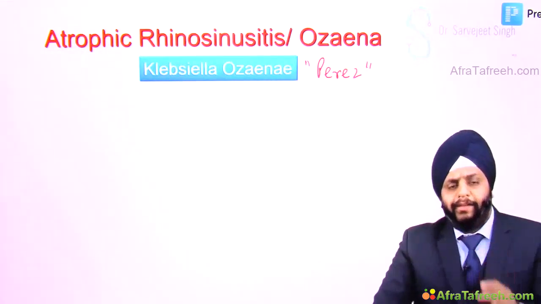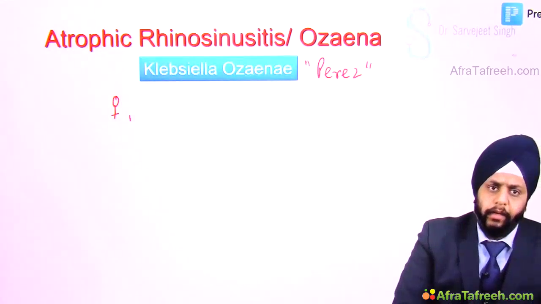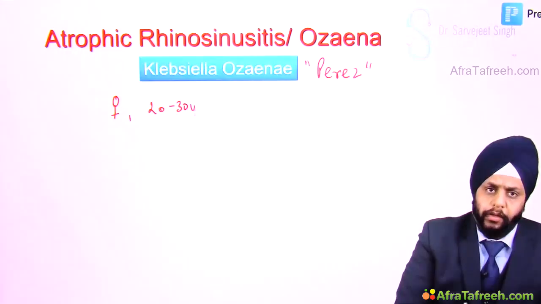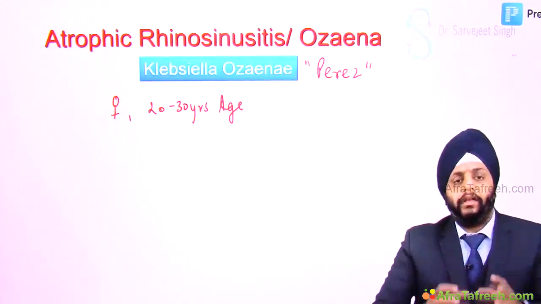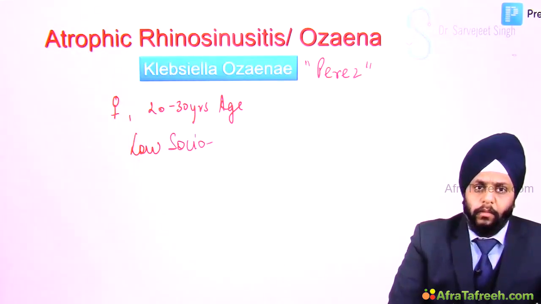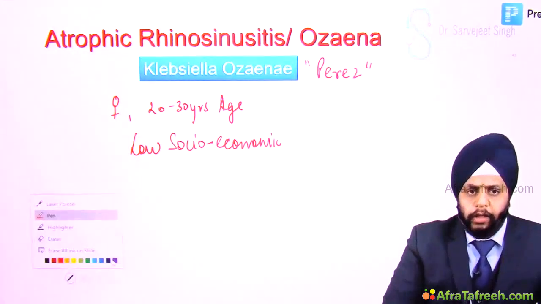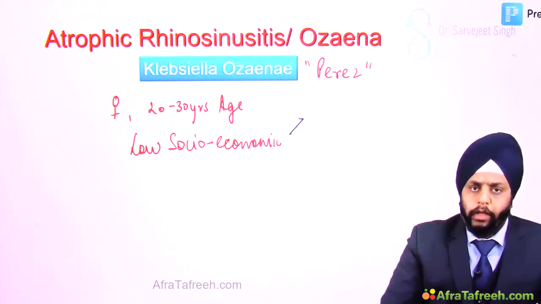Now this disease, atrophic rhinosinusitis, is generally seen in females in the 20 to 30 years age group. So this is generally seen in young females. Anything else? Low socioeconomic status. Now when I say low socioeconomic status, it can imply a lot of things.